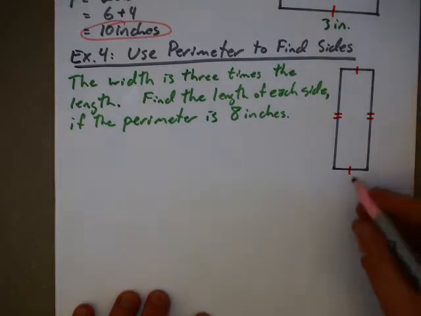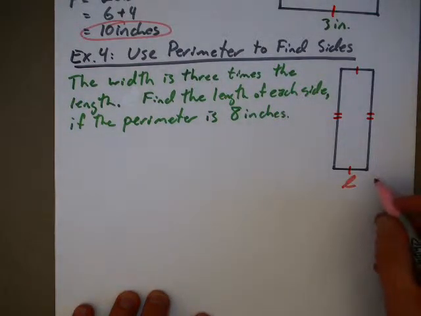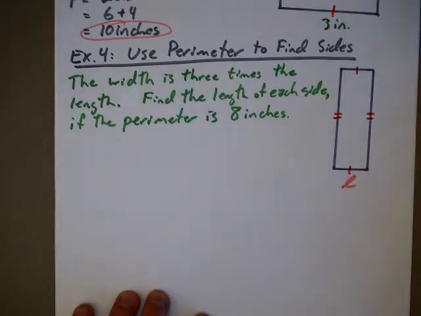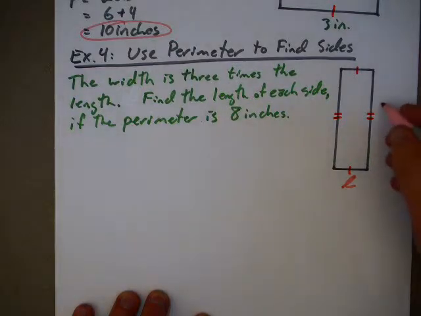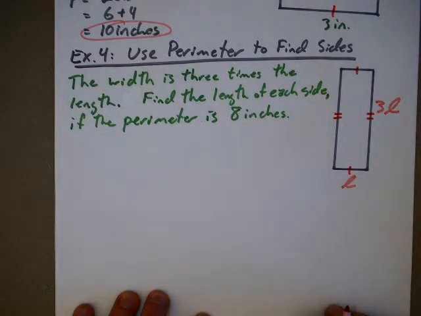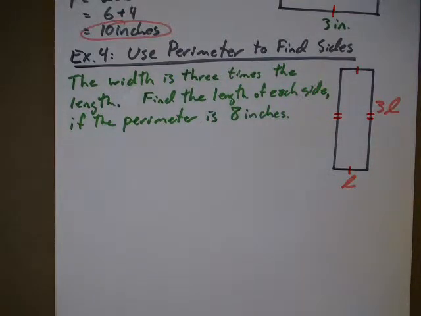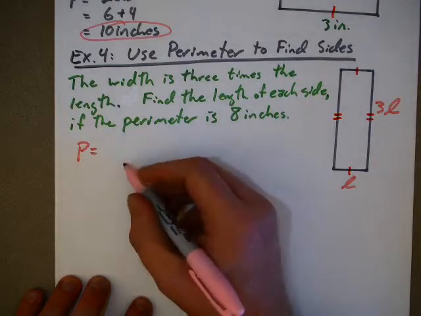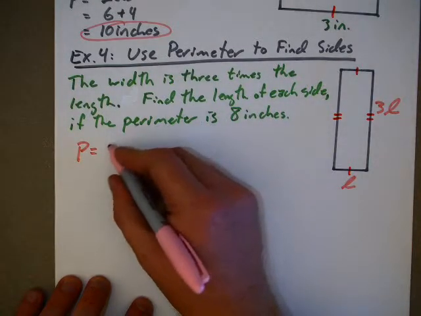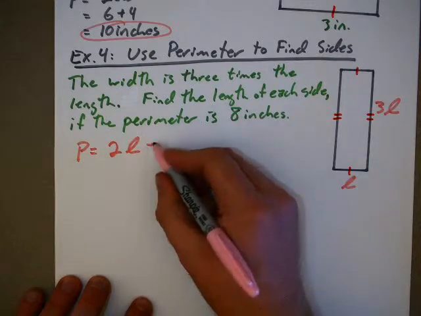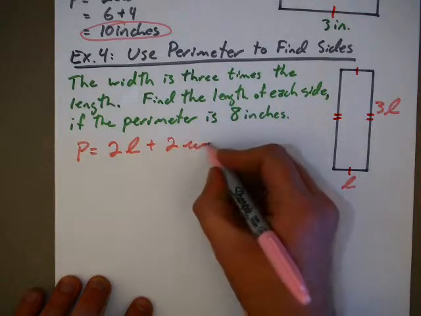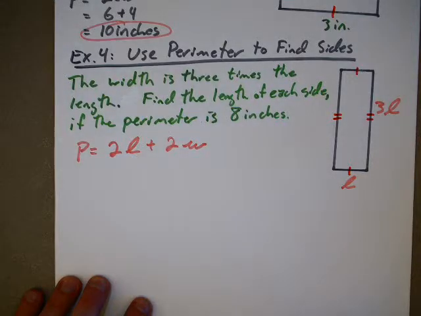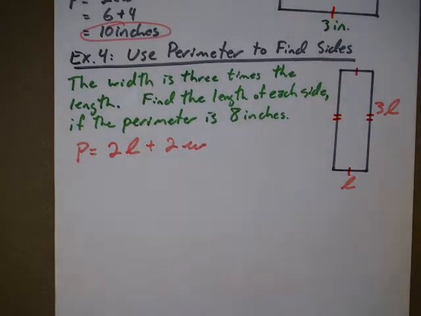So if I label this L, then I can label my width 3L. And that's going to help us determine how to find the answer. And so I know that my perimeter is still the same thing as we had before, 2 times L plus 2 times W. The only difference is now we know some more information.